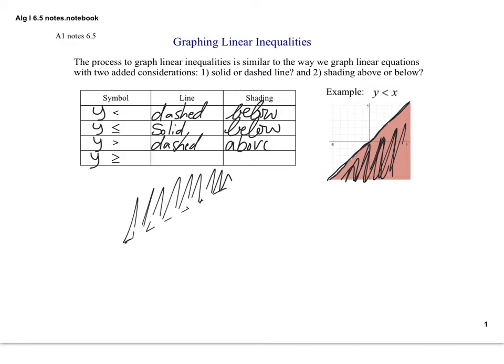There we go. So we have y is greater than or equal to. Now I can fill in that line and make it solid. Okay, now I've got a solid line, and I'm still shading above the line. So that's a little bit of a cipher for you when you're dealing with your linear inequalities.